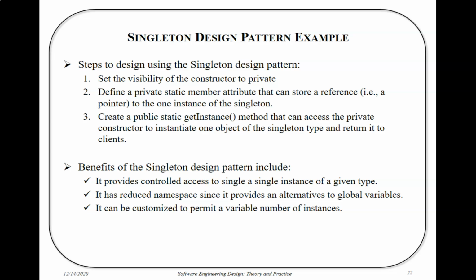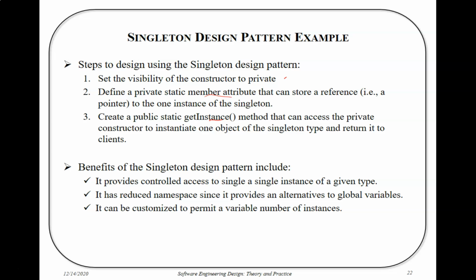So again, the steps to design the singleton: we set the visibility of the constructor to private, and then define the private static member attribute to hold the one and only one instance, and then create the public static get instance method to control the construction of the object. So to make sure that only one object is instantiated.